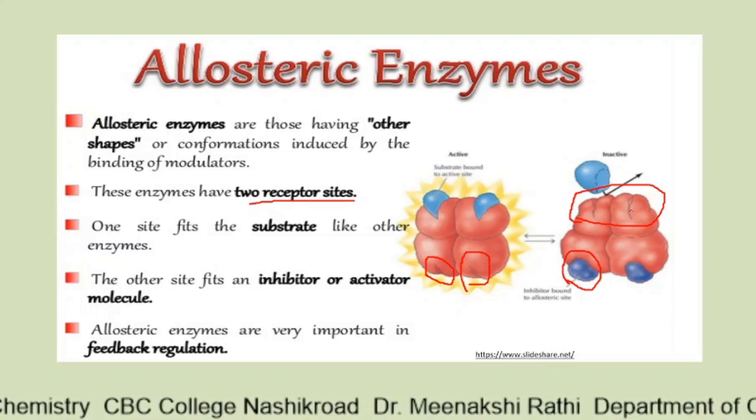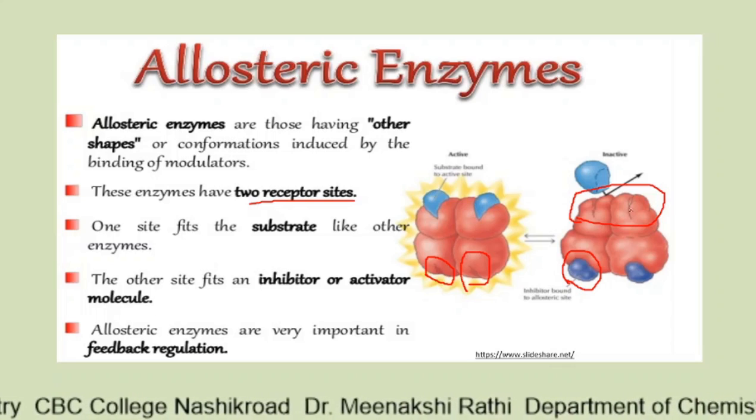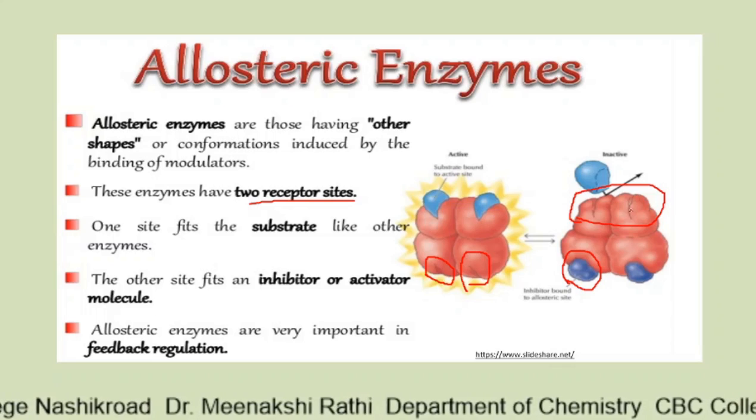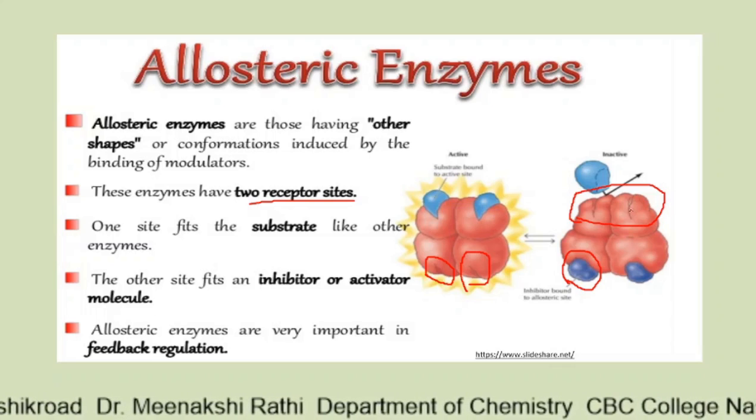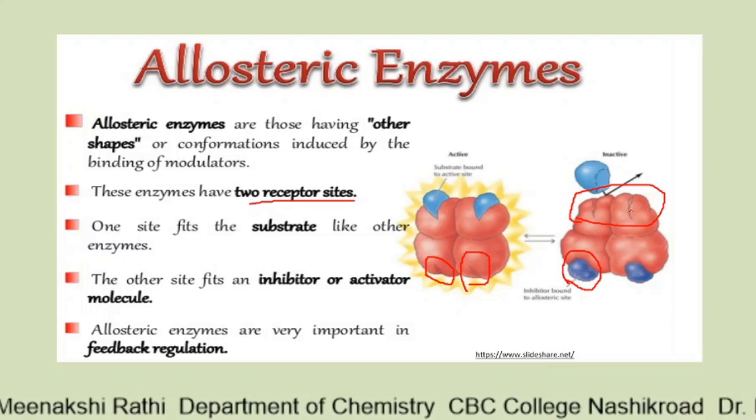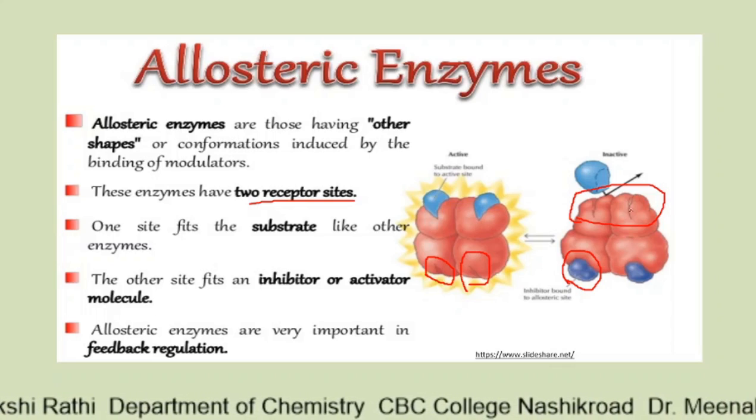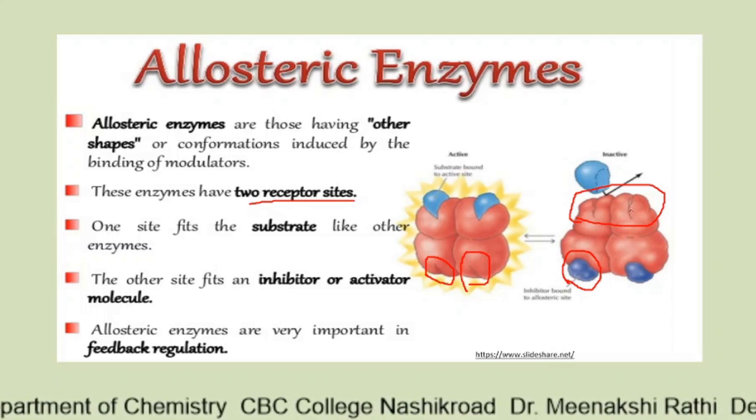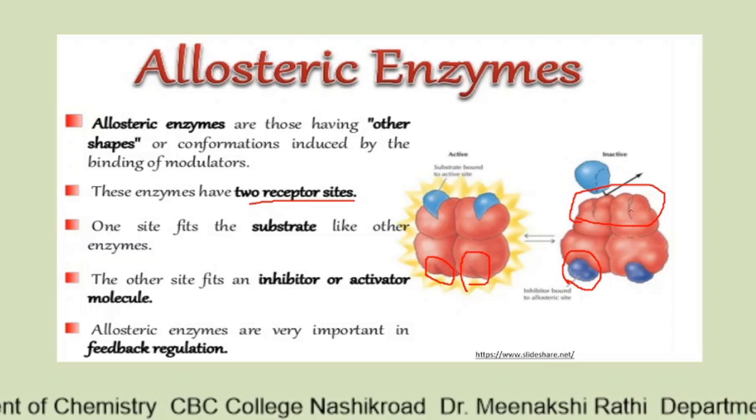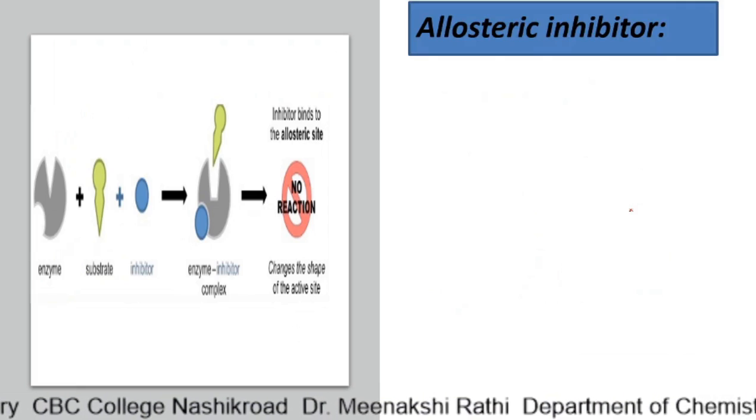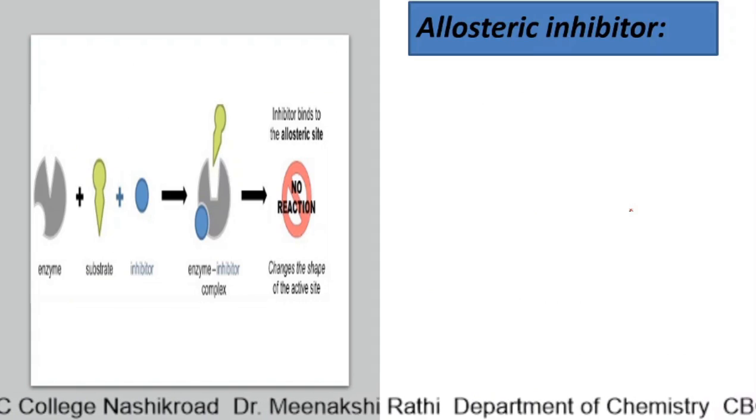So what we were discussing here: allosteric enzymes are the enzymes which have another site other than the active site. Now allosteric enzymes are of two types. One is the allosteric inhibitor and the other is the allosteric activator. First we will see what we mean by allosteric inhibitor.